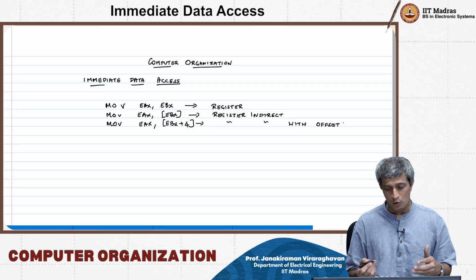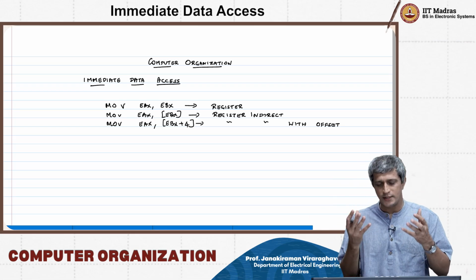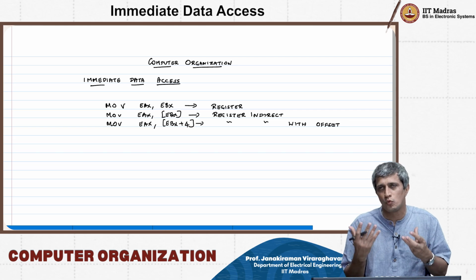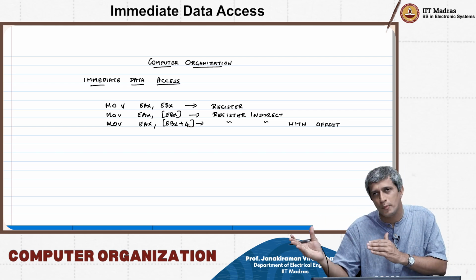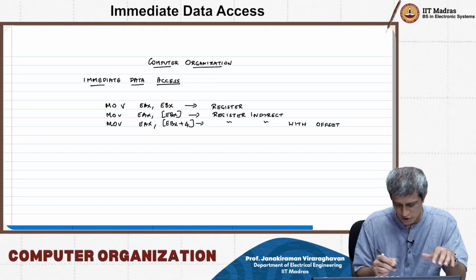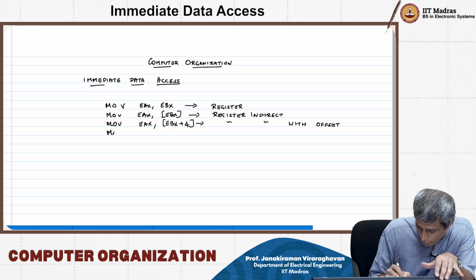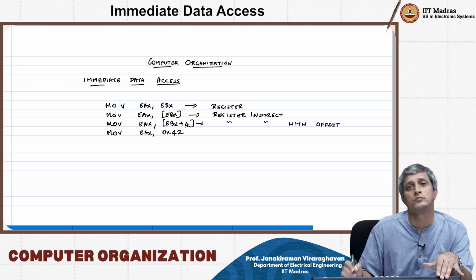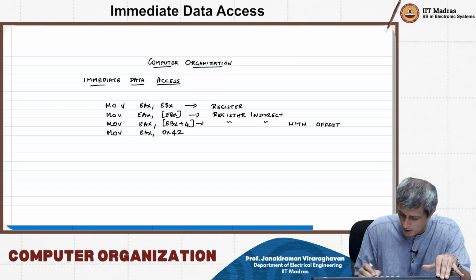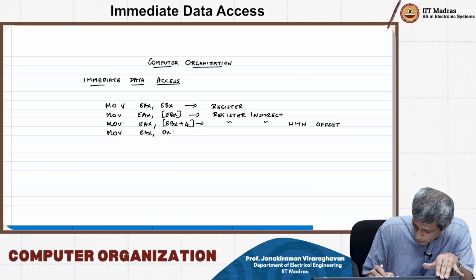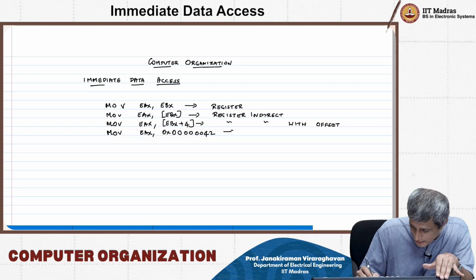Now, it's not always that the data that you want has to come only from memory or from another register. It might be a constant number. So, for example, I may want to do move EAX comma 0x42. What does this mean? Or if I want to explicitly make it a 32-bit number, it will be like this, 0x00000042. This is called immediate access.